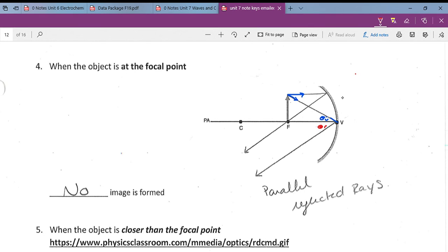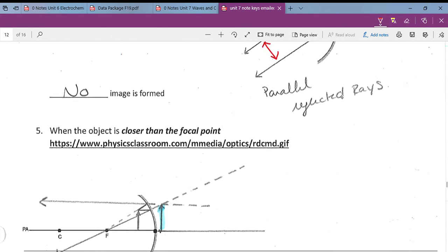So my incident ray that came in parallel is going to go back through my focal point, and then my one that hit my principal axis is going to come out. And what should happen is that these two lines will never meet, which means that an image cannot be formed because you are getting no converging of the reflected rays. Even if you extended them the other side, they would still run parallel. So there is no image.